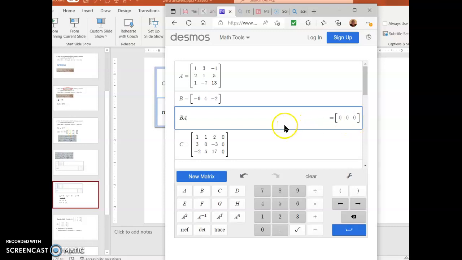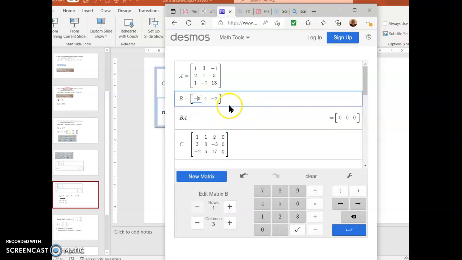So we can show that there exists at least one, and actually we can have more than one. What if I put 60, 40, 20? See? Still get zeros. All I did was multiply by 10. You can have an infinite number of matrices, in fact, that B times A will give you a 0 result.